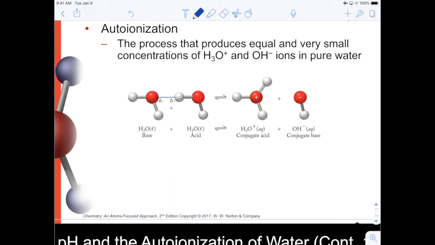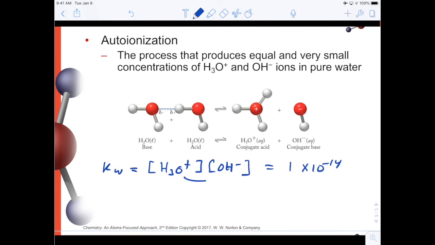In fact, we can write an equilibrium constant for this. Products over reactants, right? Well, there are no reactants in the expression, because they're all pure water, so only the products are factored in. This is equal to 1 times 10 to the minus 14. That is the equilibrium constant, and it's called Kw, for the autoionization of water. This is always the same with water. Effectively, the product of these two is always equal to 1 times 10 to the minus 14.